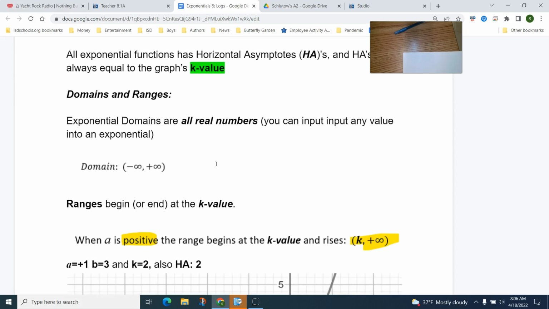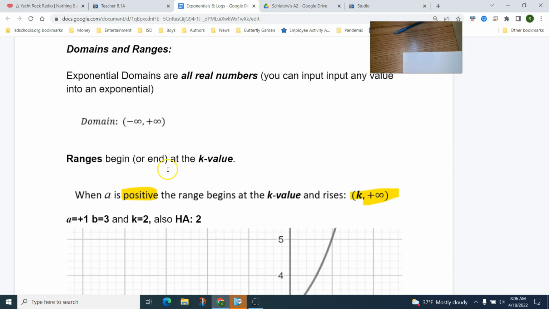Last thing are domains and ranges. The domain for all exponentials is all real numbers. That is negative infinity to positive infinity. There is not one thing that you can't put into an exponential. Think of it this way. What number can you not square? You can square anything. So it's from negative infinity to positive infinity.